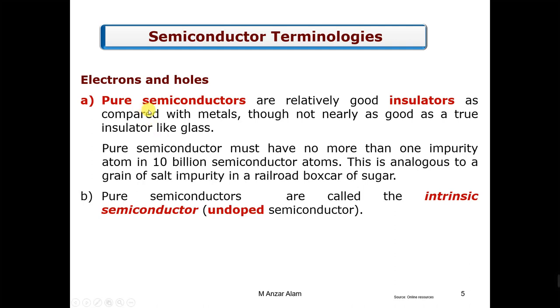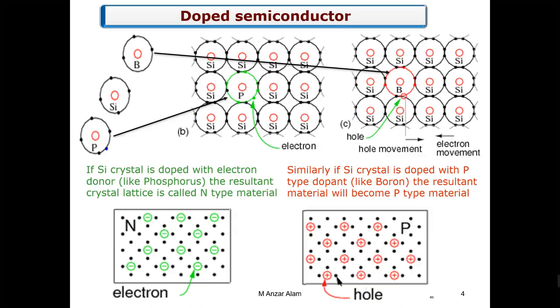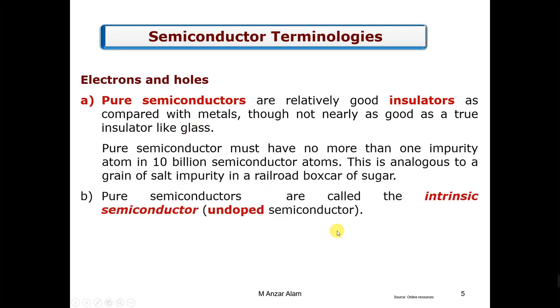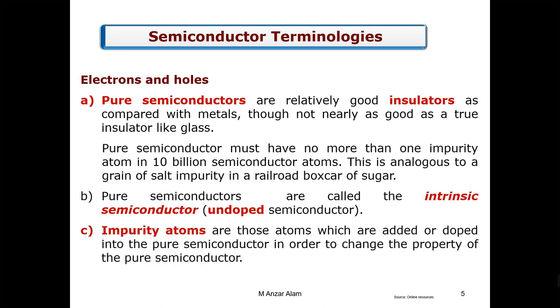Pure semiconductors are called intrinsic semiconductors. So simply, pure semiconductor's other name is intrinsic semiconductor. Intrinsic semiconductor means it is pure, it is undoped semiconductor material. As we have seen before, this one is doped with p-type material, so this is not a pure semiconductor. If it is undoped, then we will say it's a pure semiconductor. Impurity atoms, as we said before, are those atoms which are added or doped into the pure semiconductor in order to change the property of the pure semiconductor. We already have discussed this a lot.